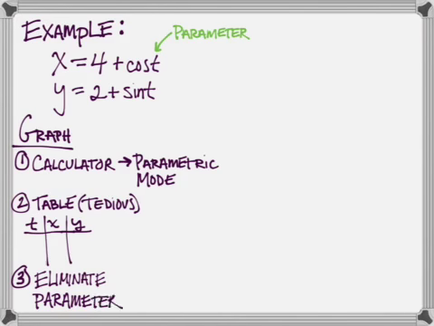And the last one, it seems a little silly to talk about parametric equations, but we can get rid of the parameter. So we can get it just in terms of x and y and use our regular function mode and the way that you guys are used to things to get rid of the parameter and deal with just x and y. So those are the three things that we're going to do. The calculator is not too bad. The table takes a long time. Most of our time will be spent on eliminating the parameter.